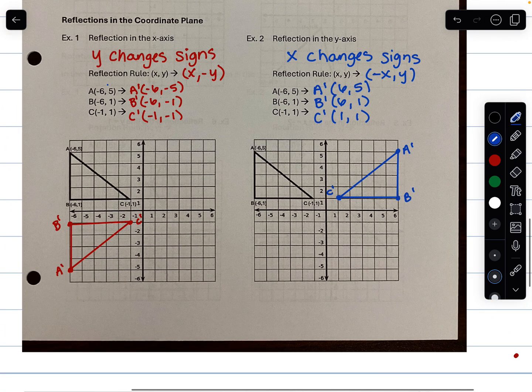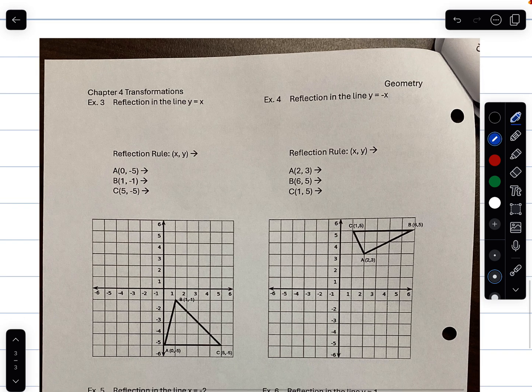What a punishment. Okay, let's move to the back page. The back page does get a little more involved. Not a ton, but. Okay. All right, we're going to look at reflection over the line y is equal to x.